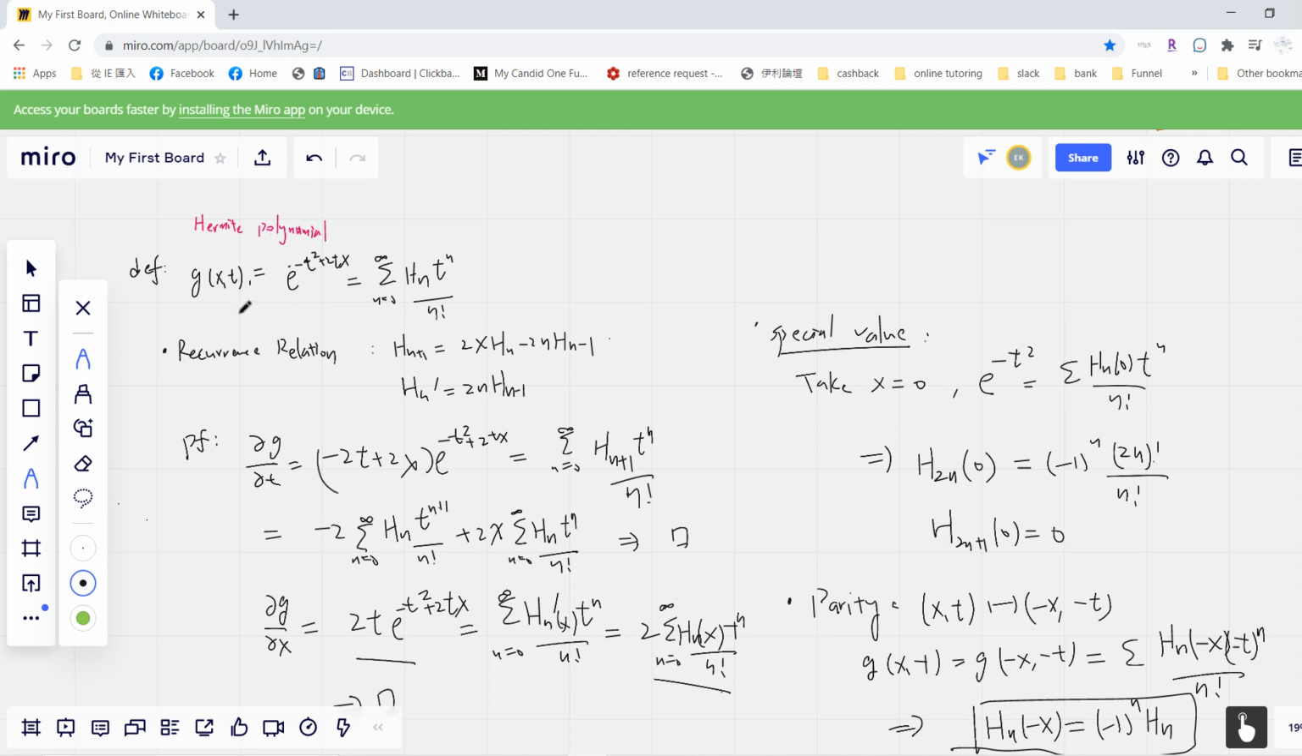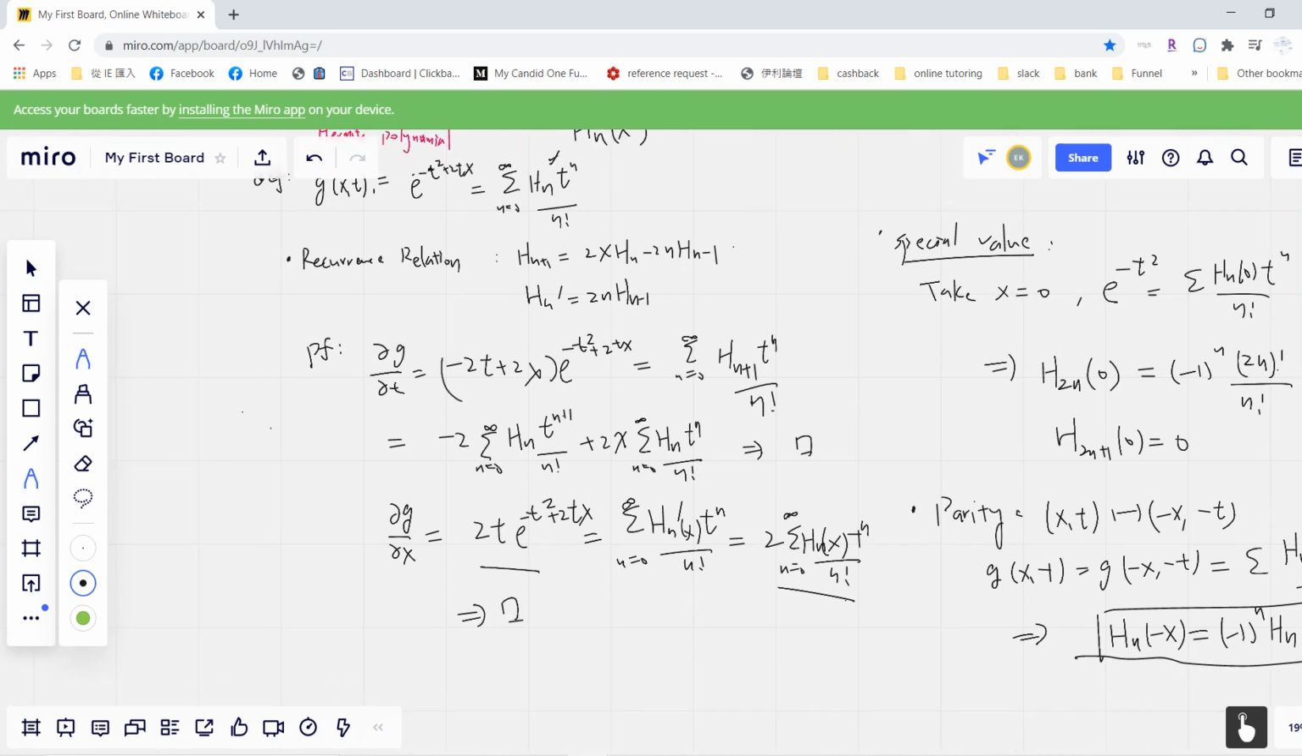So this is the generating function definition. We start from this g(x,t) defined to be exponential of minus t squared plus 2xt, and defined as an expansion of this H_n, where H_n is H_n of x. Okay, so the first two is the recursion formula, right? H_{n+1} is 2x H_n minus 2n H_{n-1}, and H_n prime is 2n H_{n-1}.